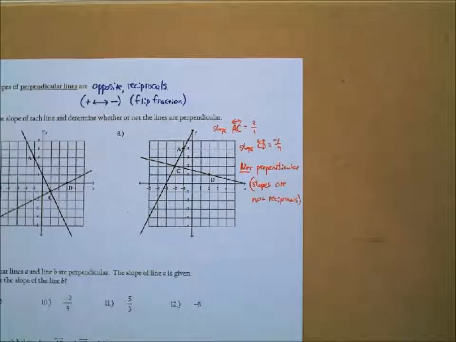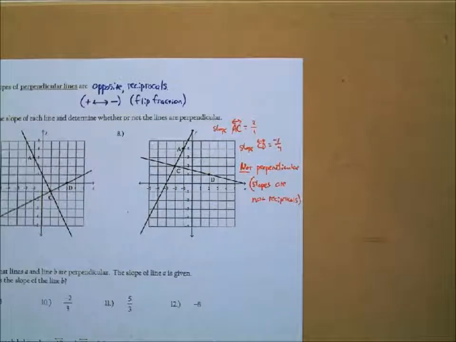All right, what do we say here? Are they perpendicular? No, they're not. They are opposite, one's negative, one's positive, but the slopes are not also reciprocals of each other, so it results in something that's not perpendicular.